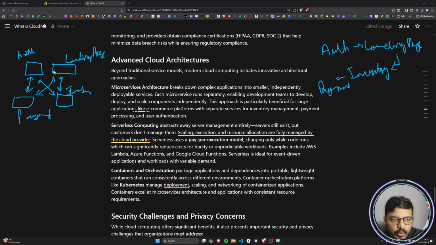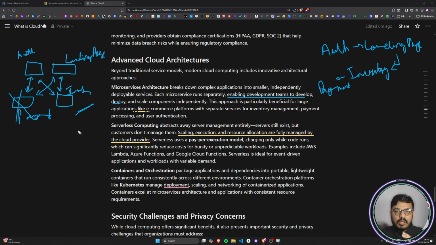So what this will do is, first of all, it will enable the deployment team to develop and deploy. Like they can easily deploy these services, and they can easily make any update, any changes to these services individually. And large applications like e-commerce platforms are managing these services. So let's suppose one of the services goes down. Let's say this payment service goes down. In that case also, the user will be able to authenticate. They can land on my landing page, they can see the inventories. They will not be able to make the payment, but at least they will be able to see the inventory.